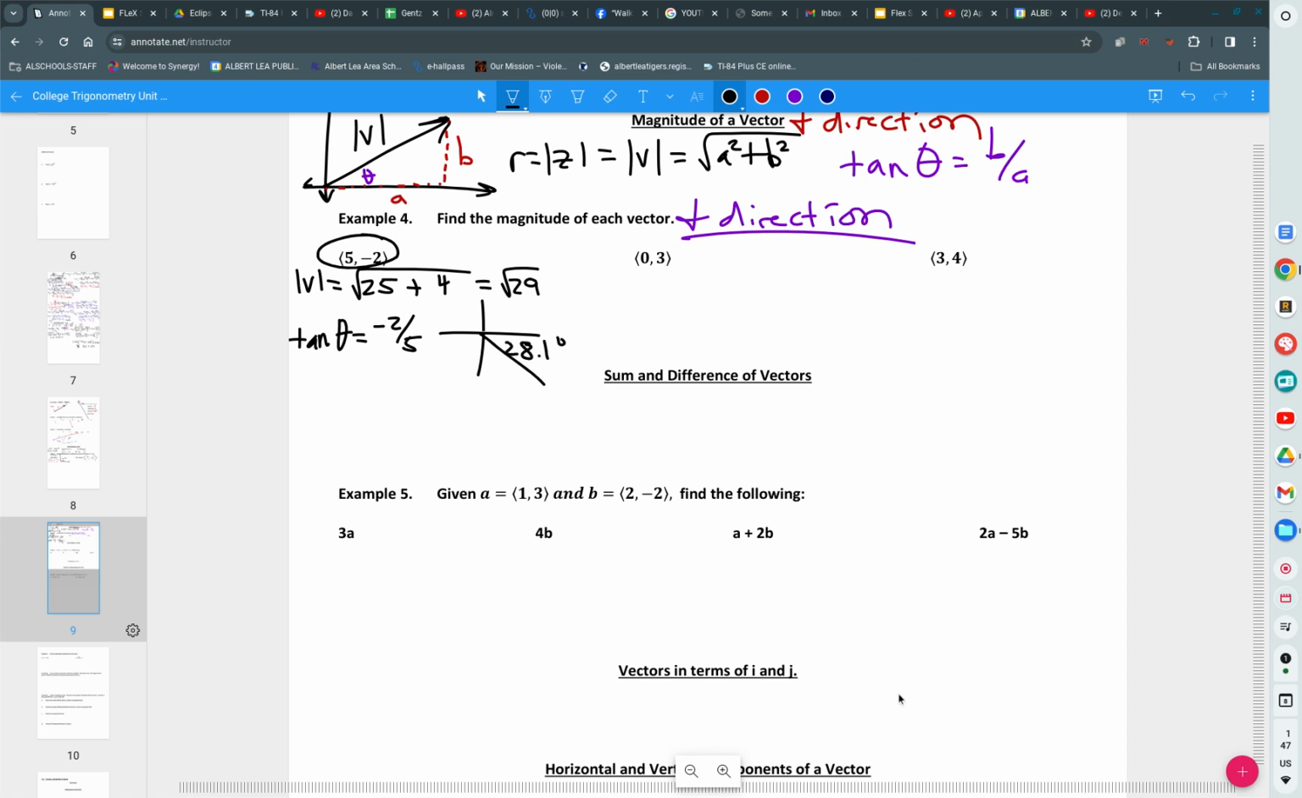Gunnar, did you get 28.1? 21.8? Trying to remember from the other classes. I obviously did not. We got 21.8 degrees. Some people will leave 21.8 as the result. That's wrong. It's not in the fourth quadrant. So you know that theta is equal to 338.2 degrees. So I have my magnitude and I have the direction.